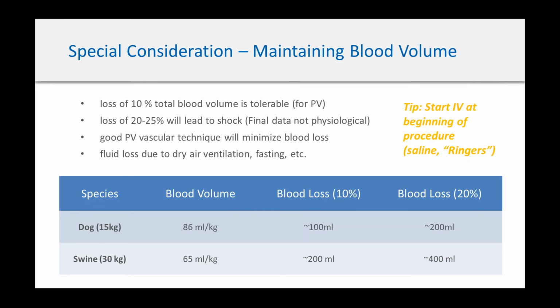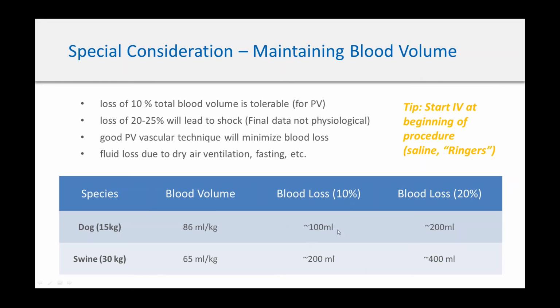As a special consideration, I think maintaining blood volume is one of the biggest tricks in here. We say that loss of about 10% of total blood volume is pretty tolerable for good physiologic pressure volume loops. If you lose more than that, 10 to 20% is shock, and that's data I wouldn't use. Primarily, we don't tend to lose a lot of blood, as good vascular technique is going to minimize blood loss.